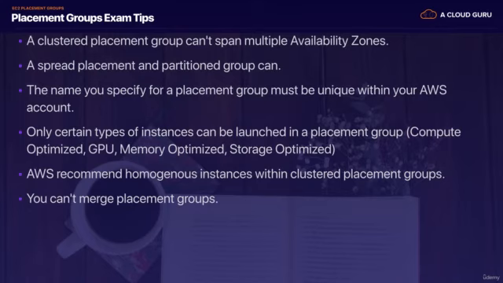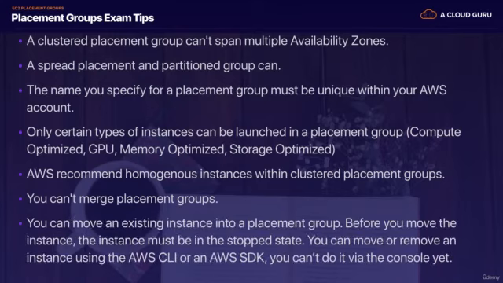You can't merge placement groups, and you can move an existing instance into a placement group, but before you move the instance it must be in the stopped state. You can move or remove an instance using the AWS CLI or SDK, but you can't do it via the console just yet.